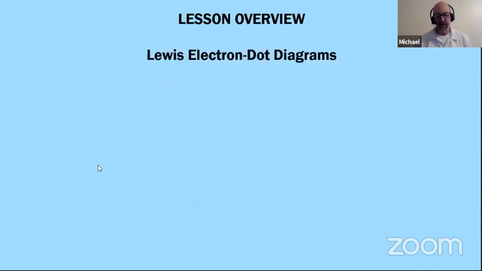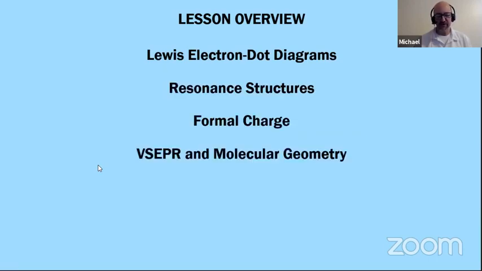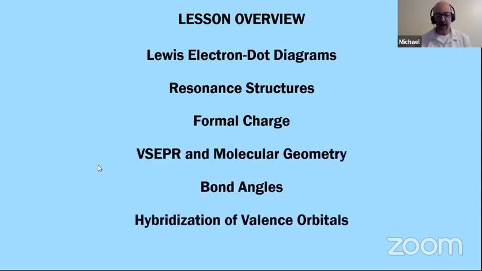So today we'll talk about the Lewis electron dot diagrams, how to draw them. We'll talk about resonance structures and formal charge. We'll talk about valence shell electron pair repulsion theory and molecular geometry, bond angles, hybridization of valence orbitals, and a little bit about sigma and pi bonds.